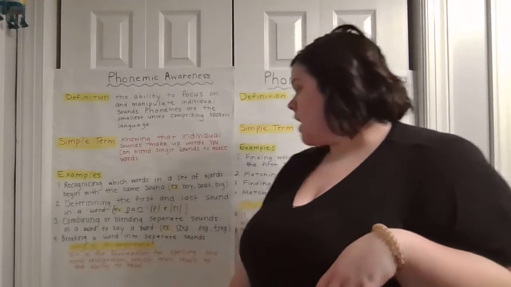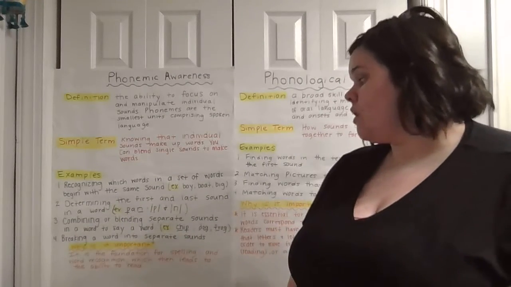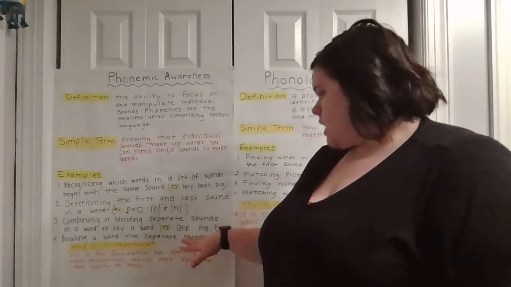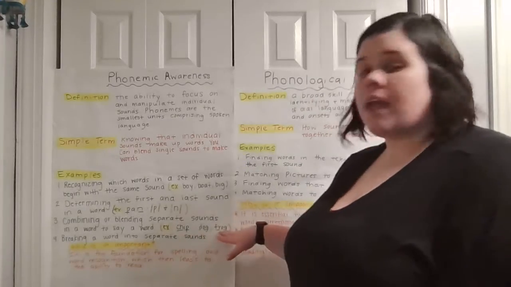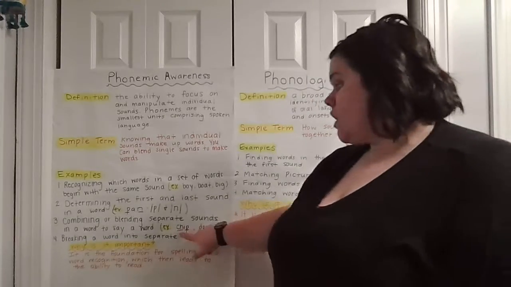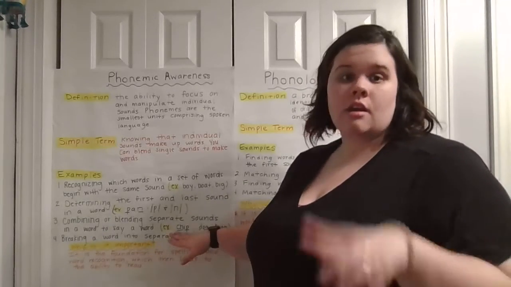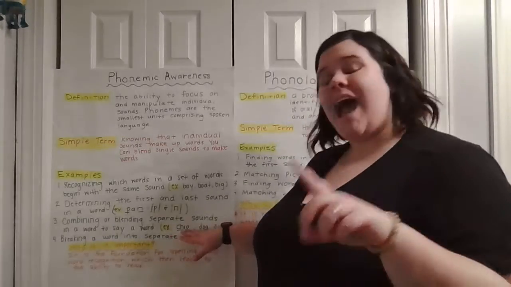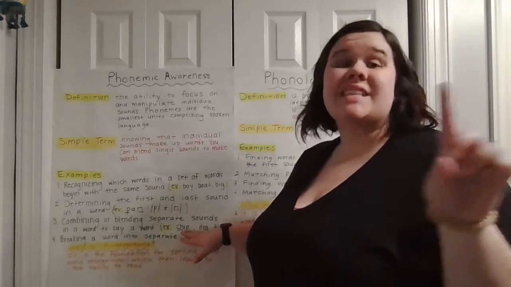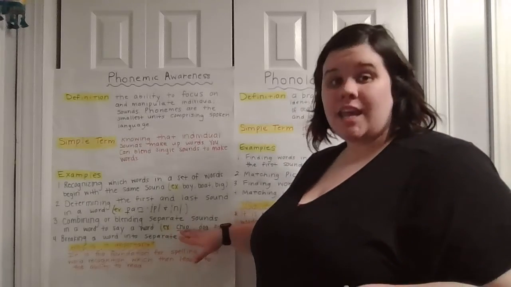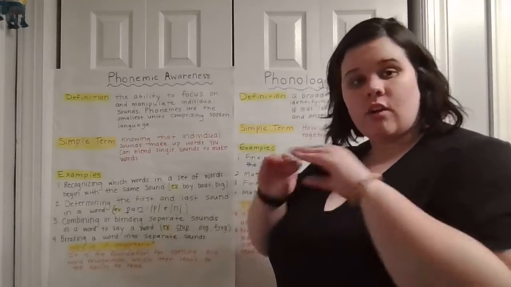The next thing is combining or blending separate sounds in a word to say a word. I have chip, dog, and frog as examples. Chip has two different blends in it. It has CH, which says ch, and then IP, which is one of our word families, and it says ip. When you put ch and ip together and slide that all together, you get chip.